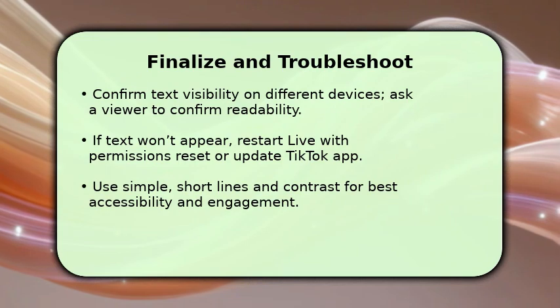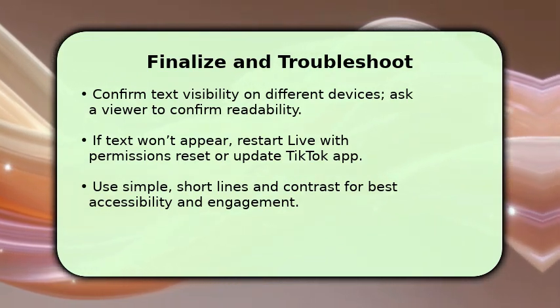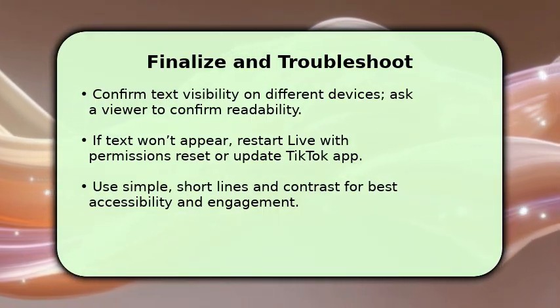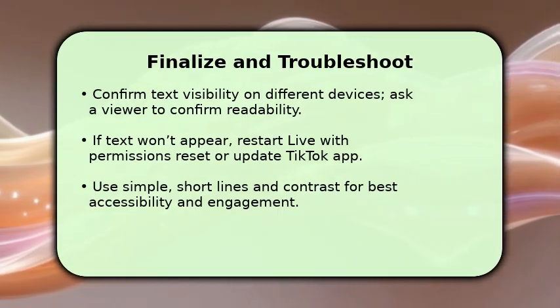Ask a viewer or use another device to double-check, because what looks fine on your screen can be tiny on phones. If text fails to appear, stop the live, check app permissions, and update or restart TikTok. That often resolves overlay glitches.